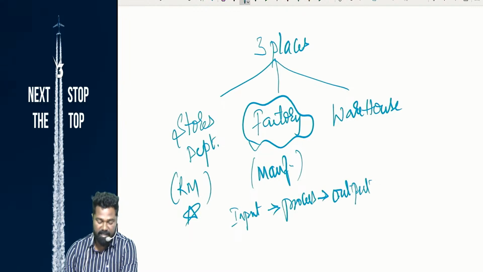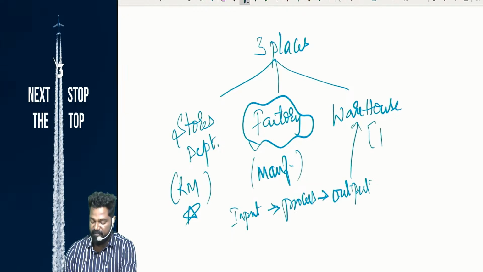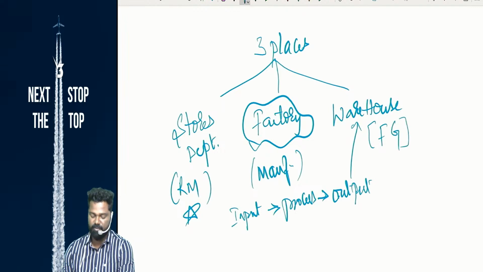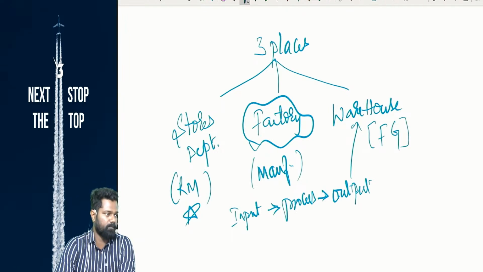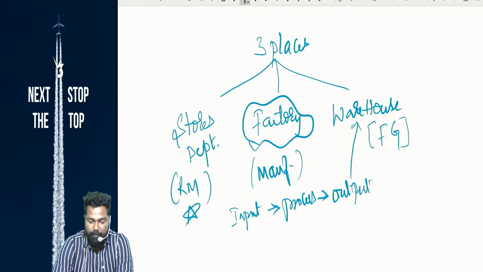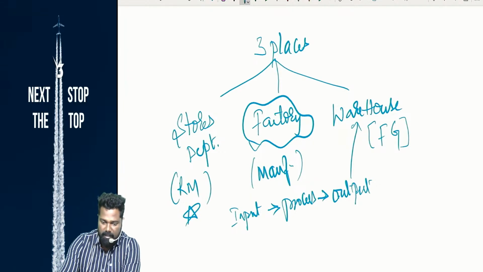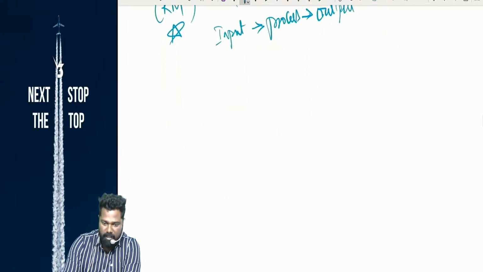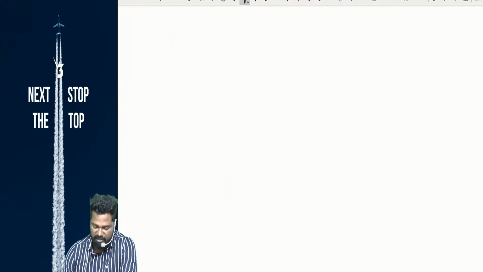Please focus. And the other place is the factory. It is where actual manufacturing happens. And then output, where does it go ultimately? Warehouse. Warehouse is a place where we store finished goods. These are the 3 places. Are you all there with me? Okay, please follow. So now let us take all these 3 places into consideration.